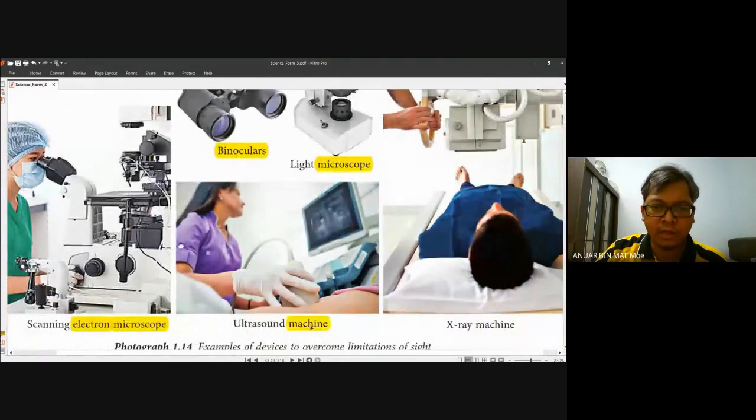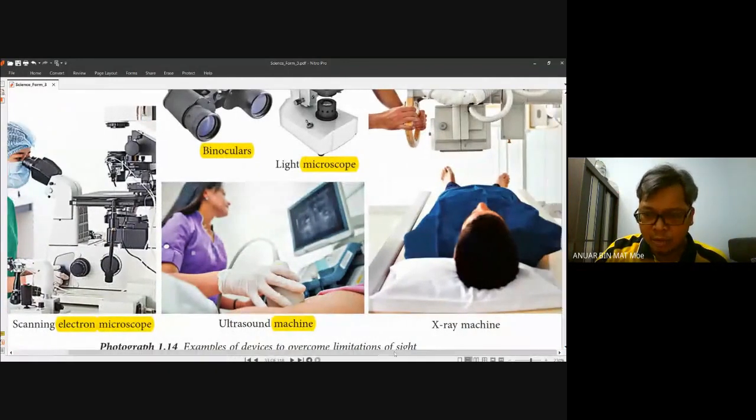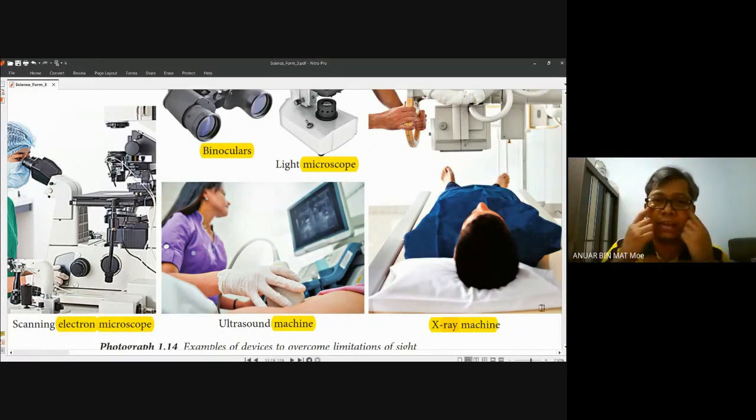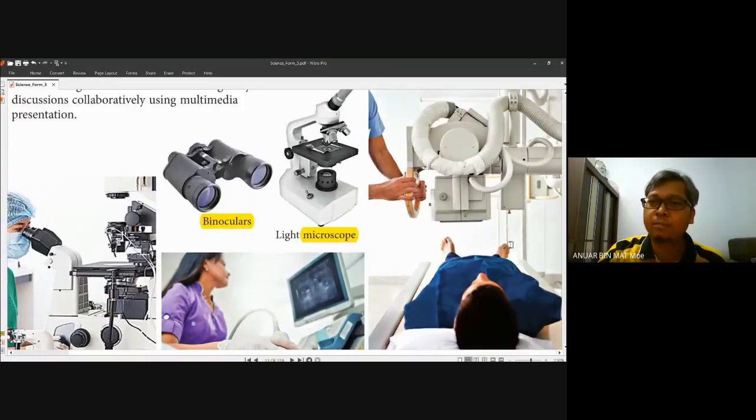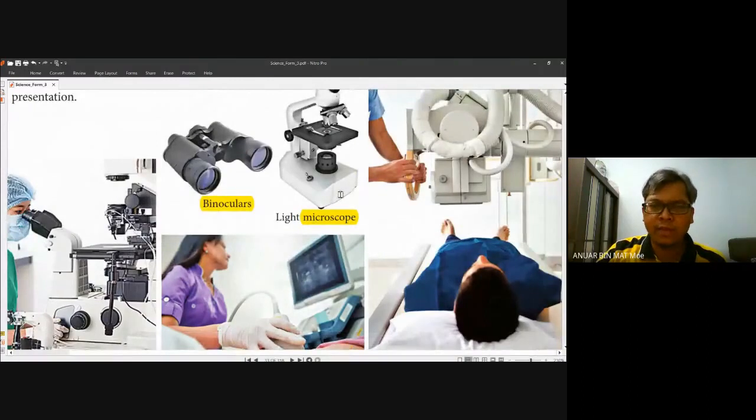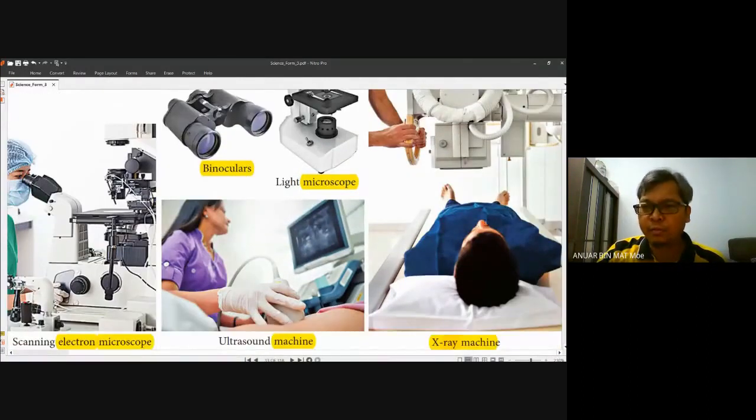Next one is the ultrasound machine, and then the X-ray machine. The X-ray machine we use to see objects inside the body, because our eye cannot see what is inside our body. That is the limitation. We are not Superman. If you are Superman, you can see inside the body, but we cannot do that. So we need the microscope to see very, very small objects. We need X-ray to see what is inside our body, to scan the internal organs.